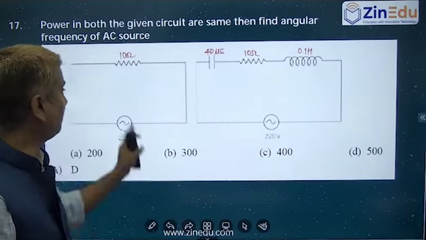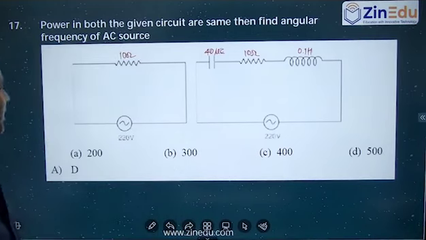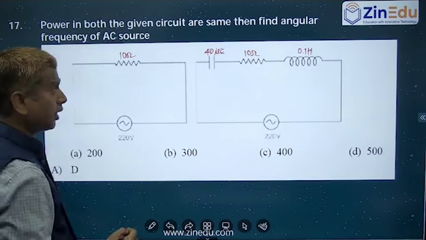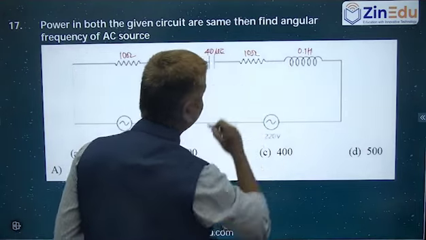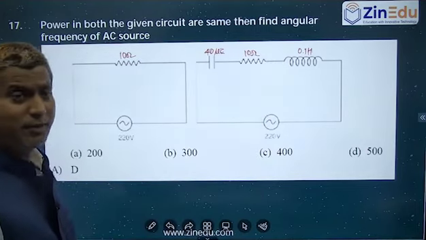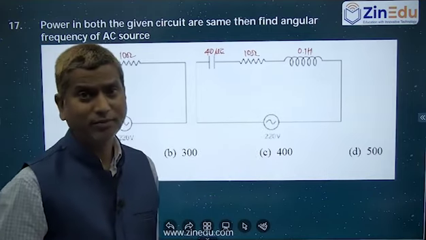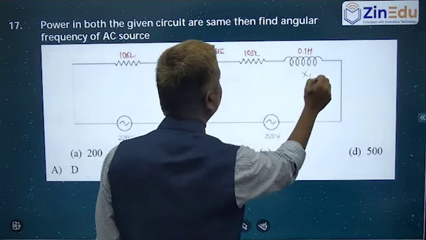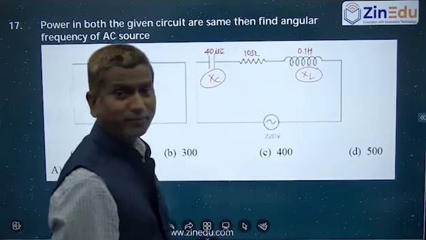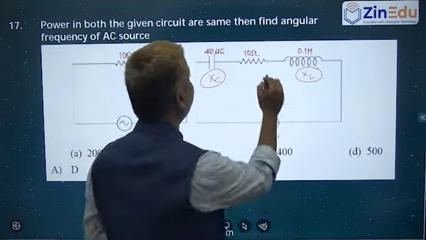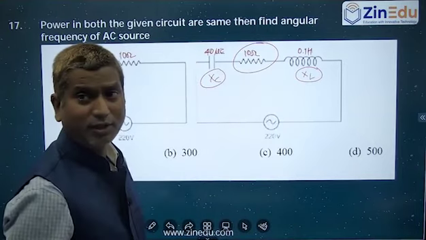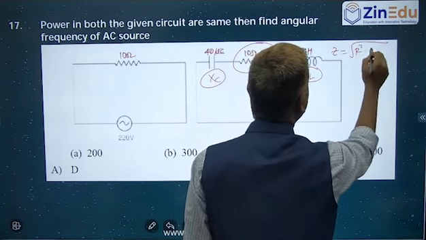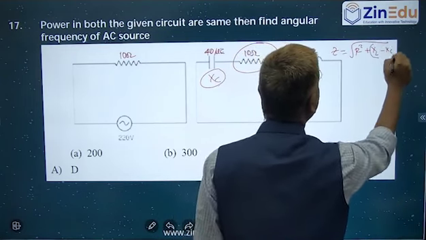When the power is the same in both, that is only possible when the power factor should be 1. That is possible when XL and XC are the same. Then the net impedance of this will be the same as 10 ohms, because the net impedance here will be the square root of R square plus (XL minus XC) whole square.